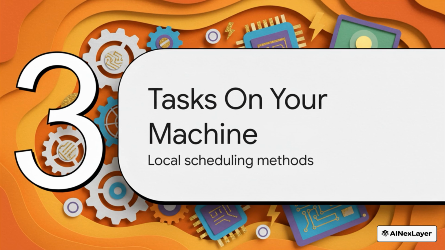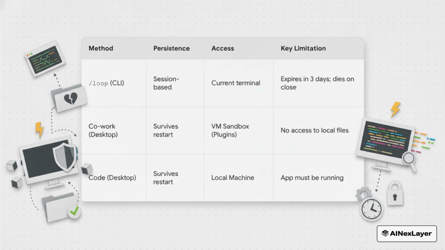Now, all of these share one absolutely critical requirement. For them to work, your computer has to be on and running. We're talking about automations that live and breathe right there on your local machine. Okay, this table really lays it all out. The loop command is tied directly to your terminal session. You close the window, it's gone.